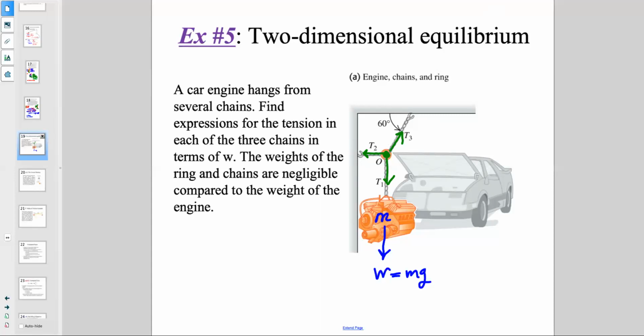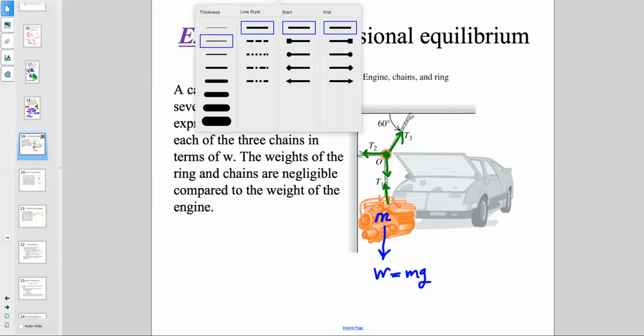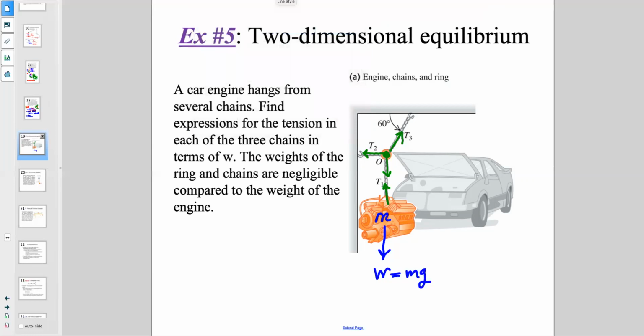So let me actually draw it a little bit better and a little bit more to scale, because I need to show where T1 is. T1 is also here. All right, so what we have is a two-dimensional equilibrium, and we're looking for T1, T2, and T3 in terms of W or mg.